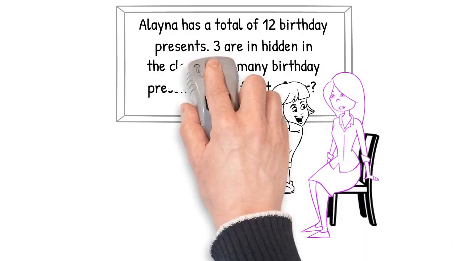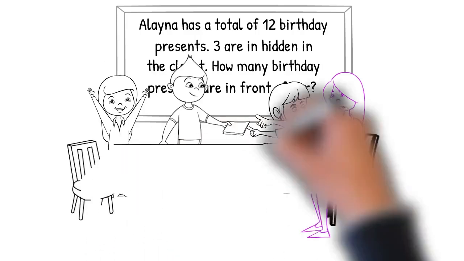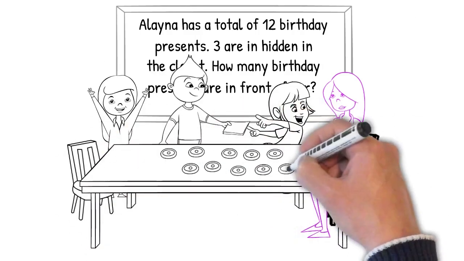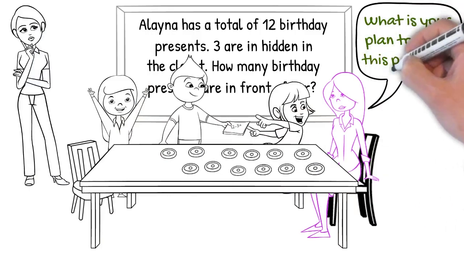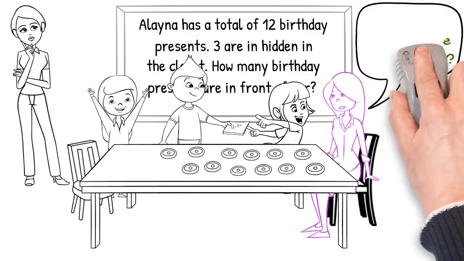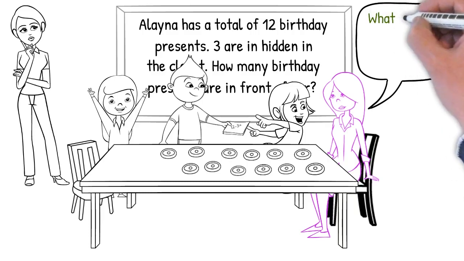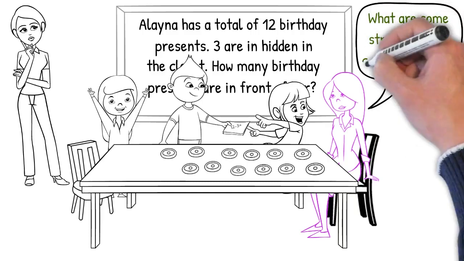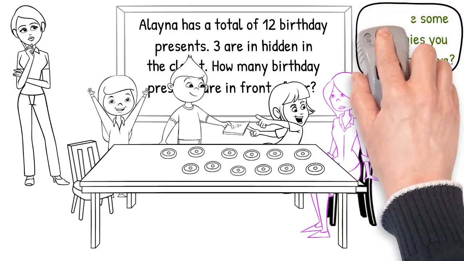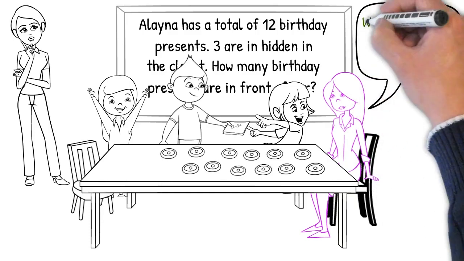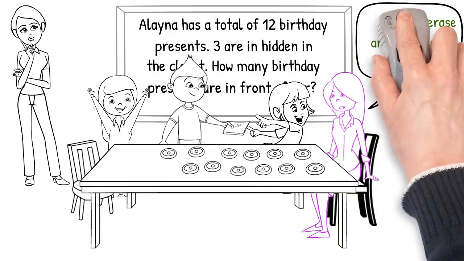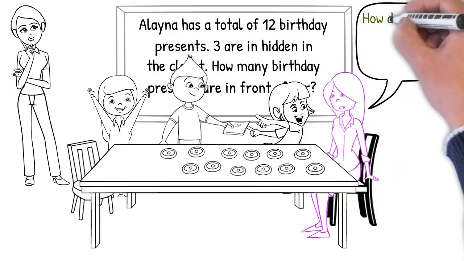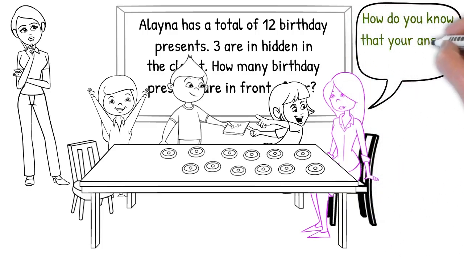If these behaviors are not obvious, consider asking students a question or two. What is your plan to solve this problem? What are some strategies you can use when you're not sure what a math task is asking you to do? I noticed that you started over. Can you tell me more about that? How do you know your answer makes sense?